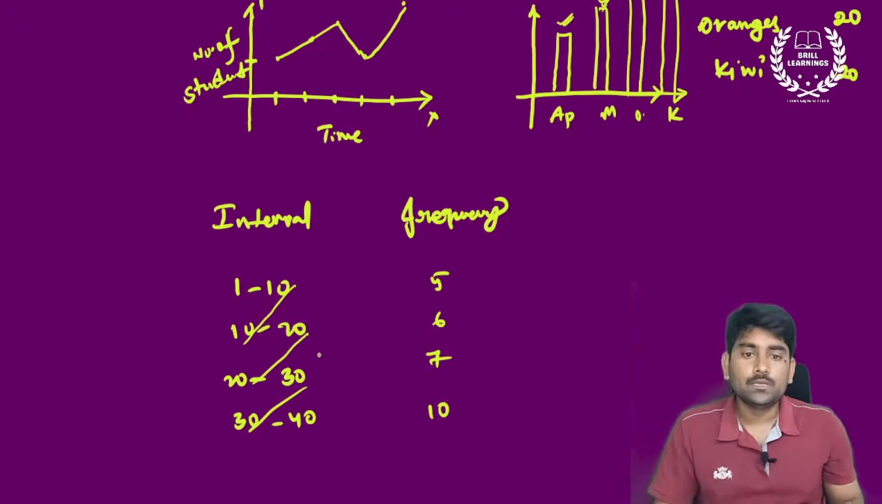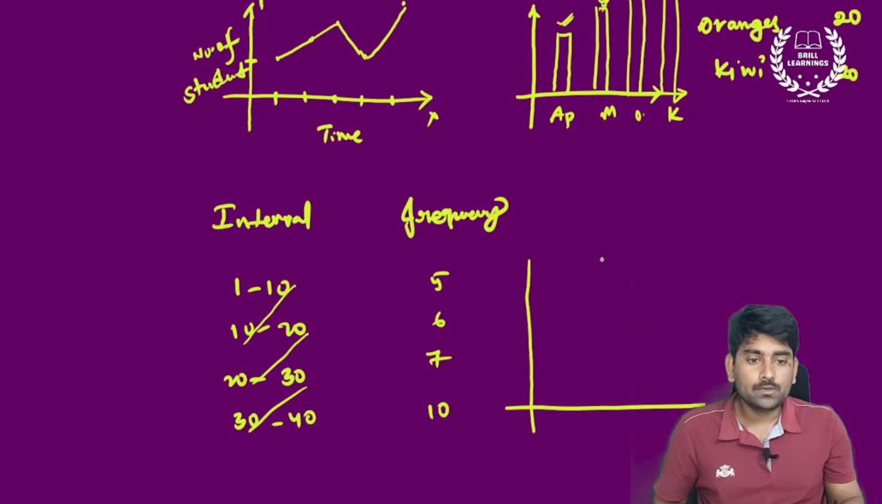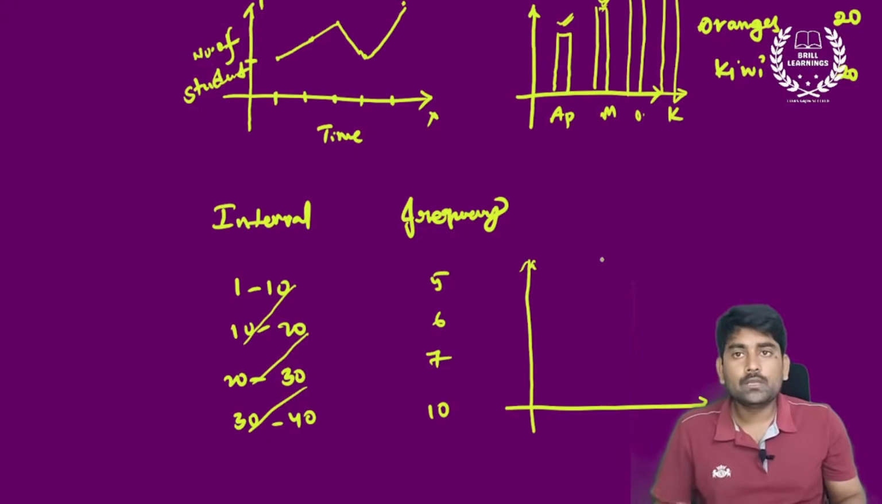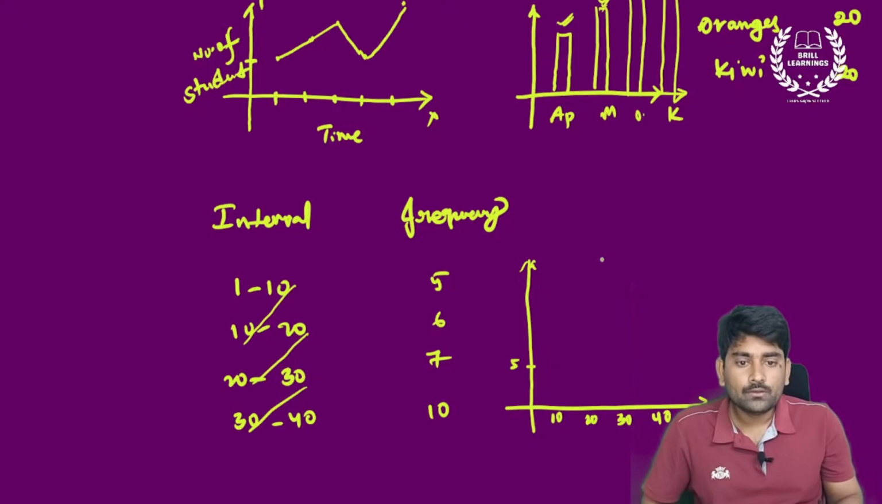No break between these. If I represent it on the x and y axes, it will look like this. It is also similar to bar graphs, but it will be continuous here. So 10, 20, 30, 40, 50, like this. So here 5, here 10, here 15, like this. If I represent the first one, the 1 to 10 interval, what is the frequency here? 5, up to 5. Next, 10 to 20, it is 6. That means somewhere here. It will be like this.